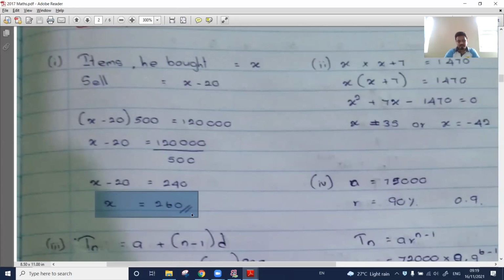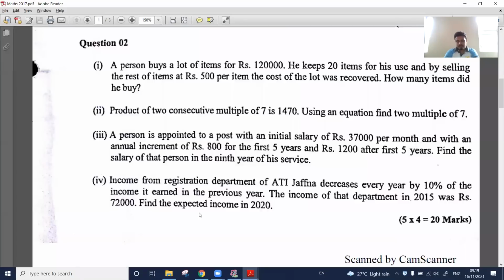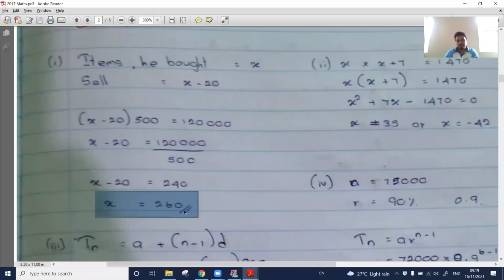260. If you got the answer as 260, then give 5 marks. Right. That is part 1. Are you okay with this?